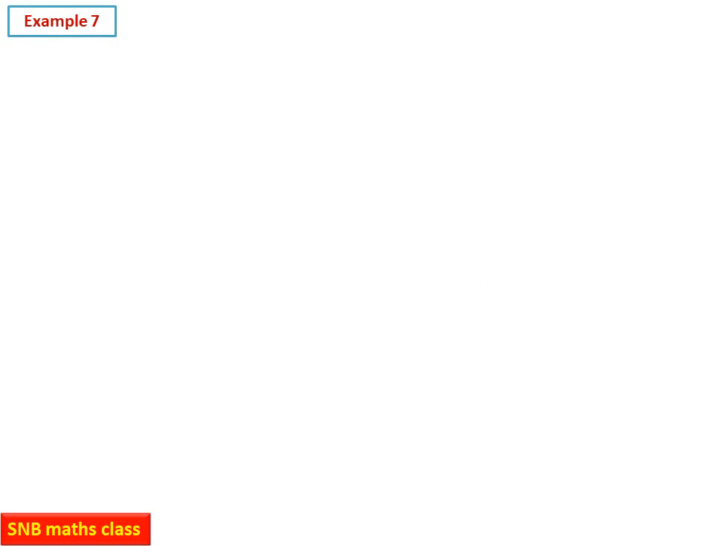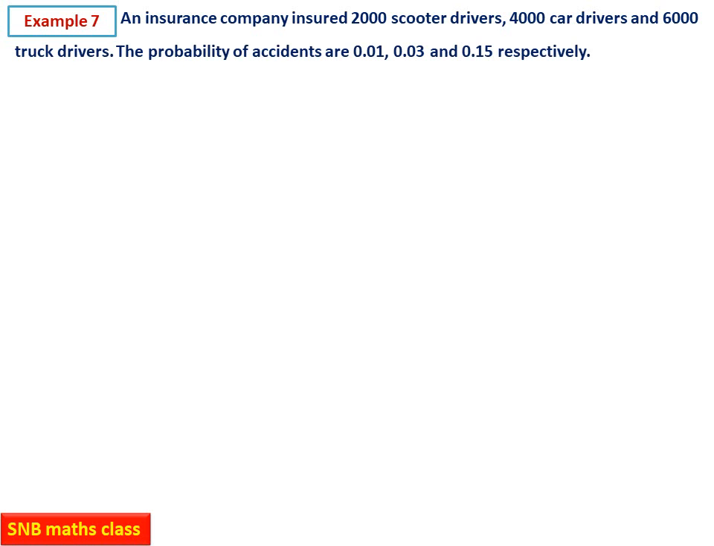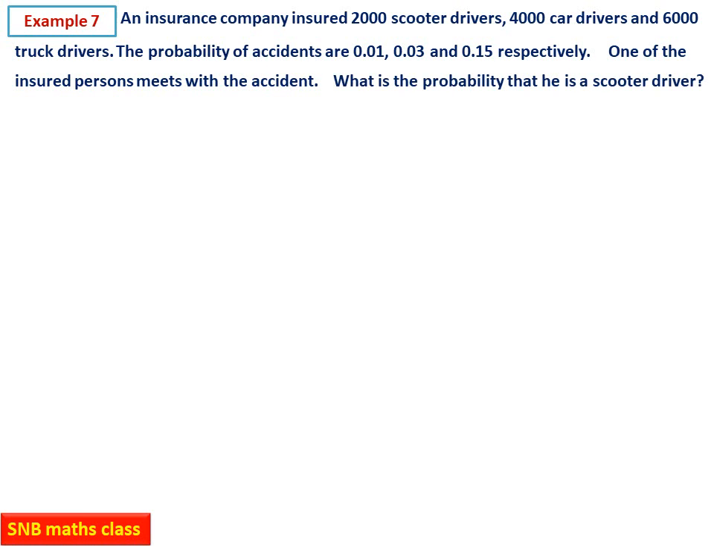Next, example 7. I have skipped the remaining. An insurance company insured 2000 scooter drivers, 4000 car drivers and 6000 truck drivers. The probabilities of accident are 0.01, 0.03 and 0.15 respectively. One of the insured persons meets with an accident. What is the probability that he is a scooter driver?